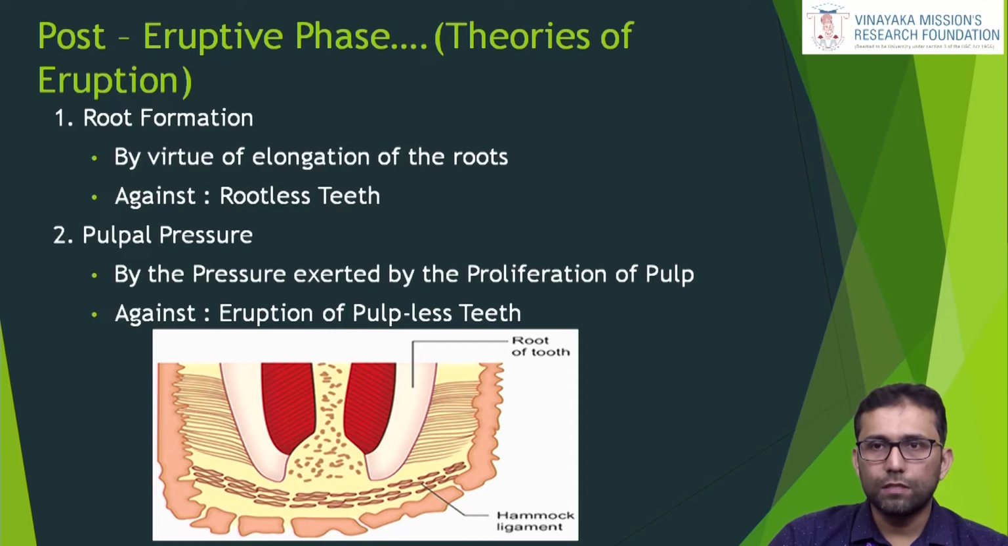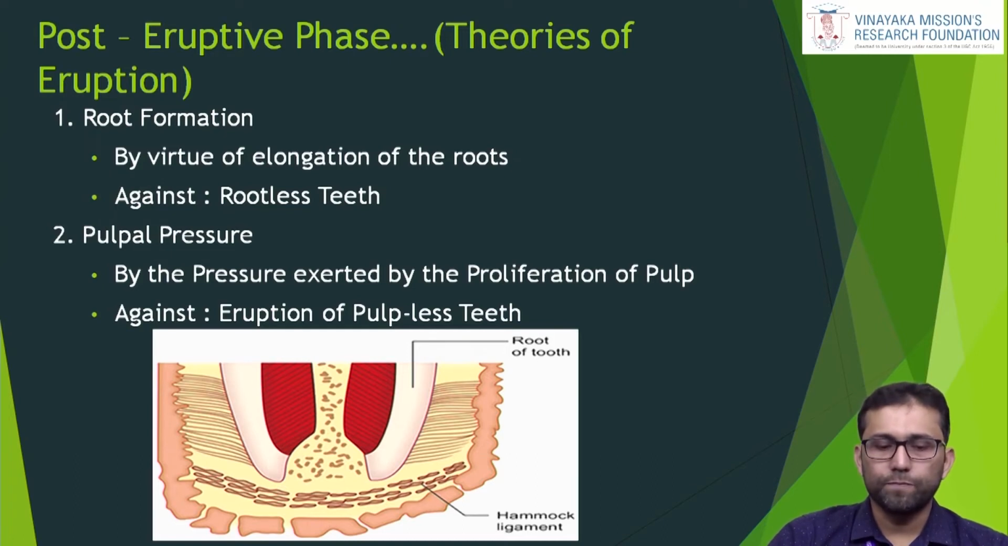Whenever a theory is proposed by someone, there will be two things: one supporting the theory, and the second contradicting the theory, which can be called against. The factor that can be suggested which puts down this theory is rootless teeth. For example, experiments where the root of the tooth has been removed or excised, and the tooth still erupted into the oral cavity, which is against this theory.